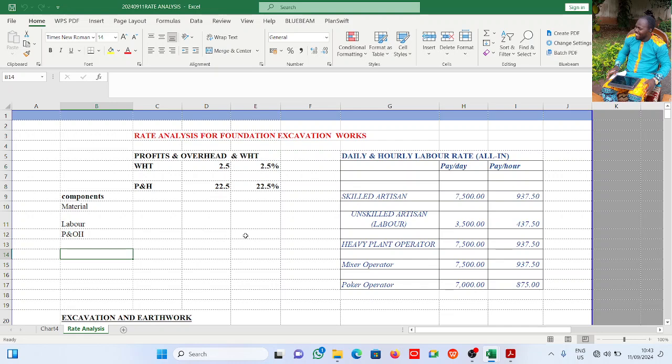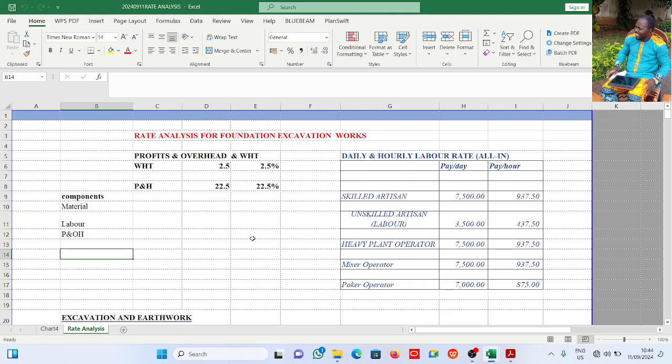All right. Now, rate analysis is simply the breakdown of the cost component of a particular rate for a particular item of work. The breaking down of the cost component is what we call the rate analysis. Now, in a rate analysis, there are basically three components: material, labor, and profit and overhead.